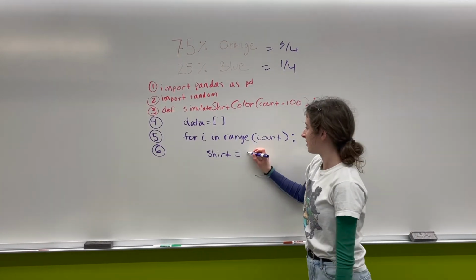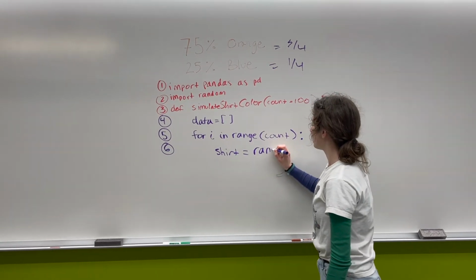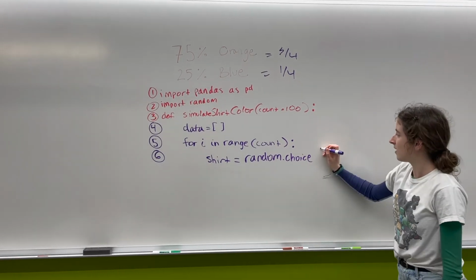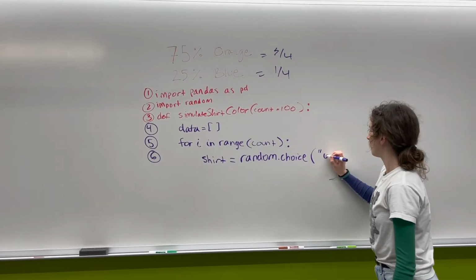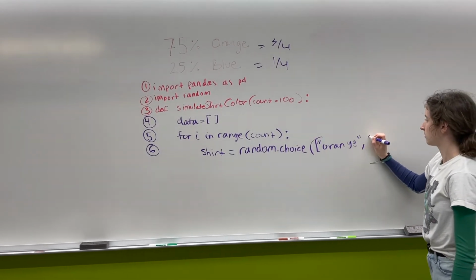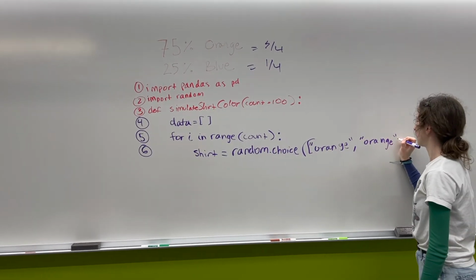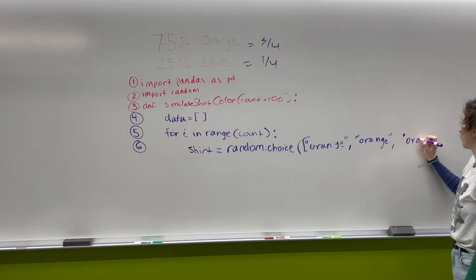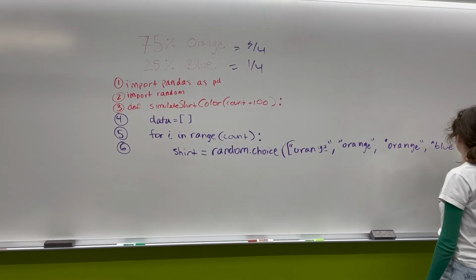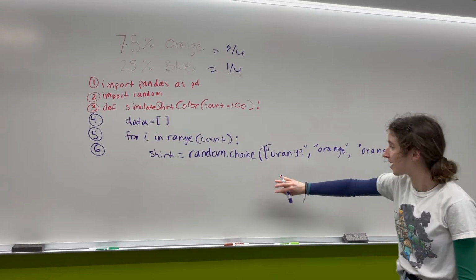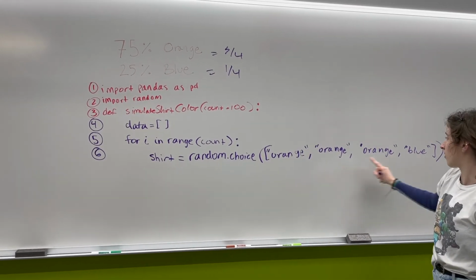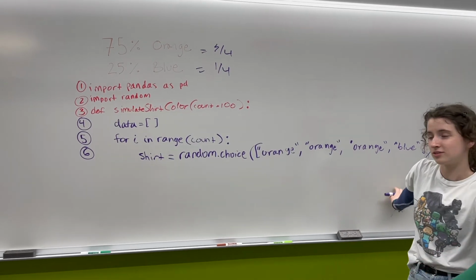So what if you did random.choice and literally just put orange 3 times. Oh, make sure you put a brackets, a parentheses and then a brackets. And just chose, because this means every time it picks shirt, it's going to be orange 3 times and blue 1 time. 3/4, 1/4. That's as simple as that.